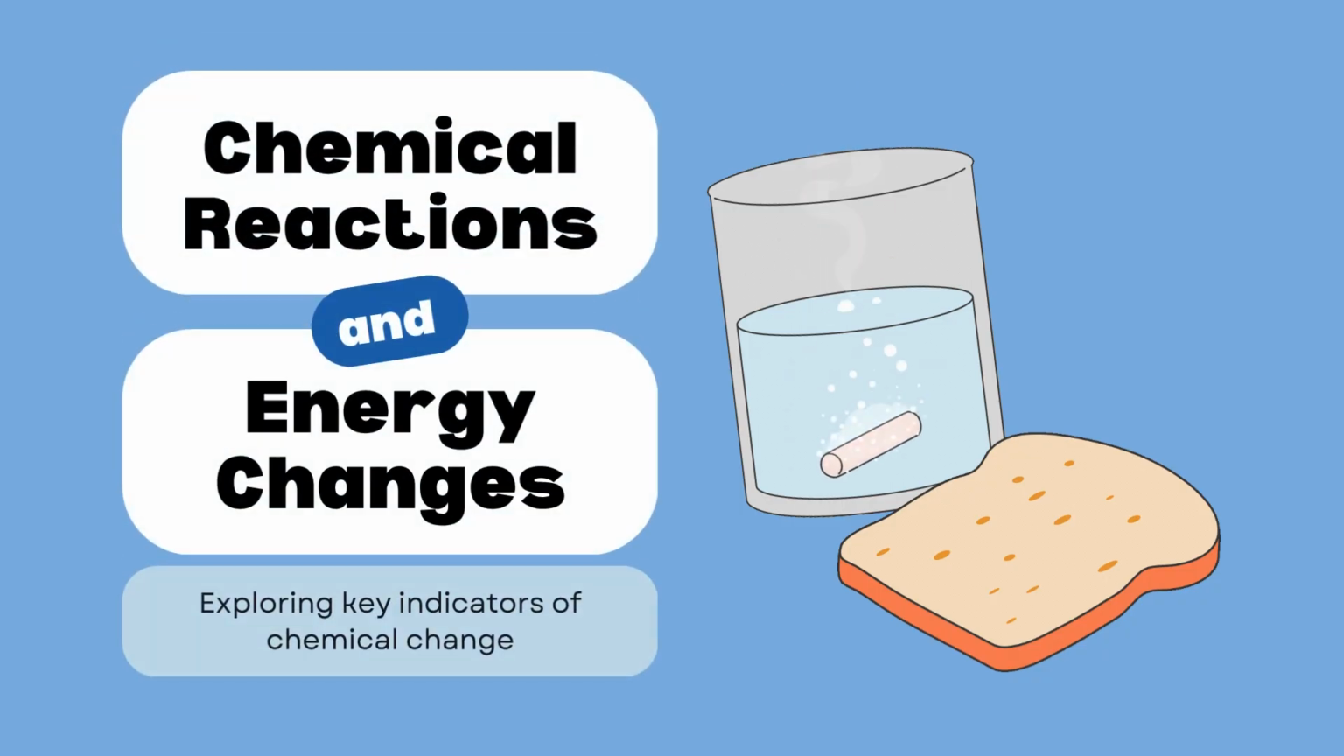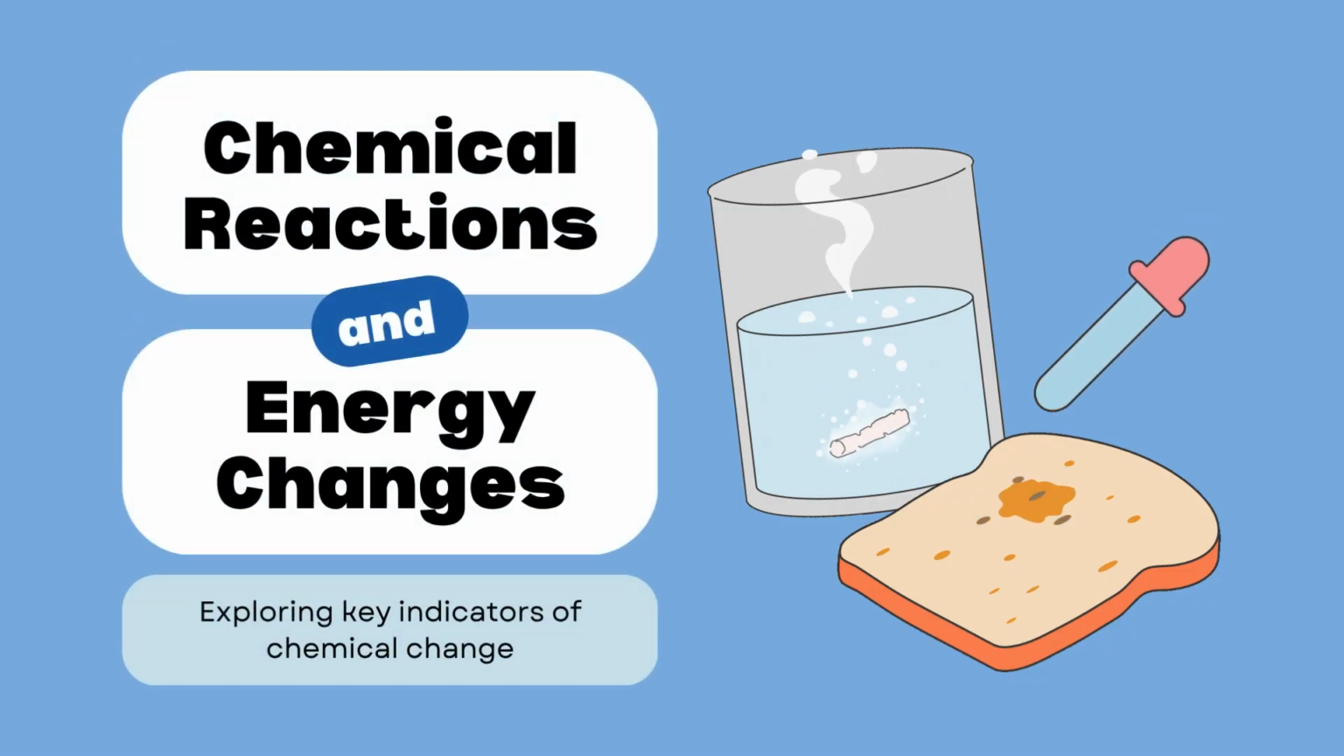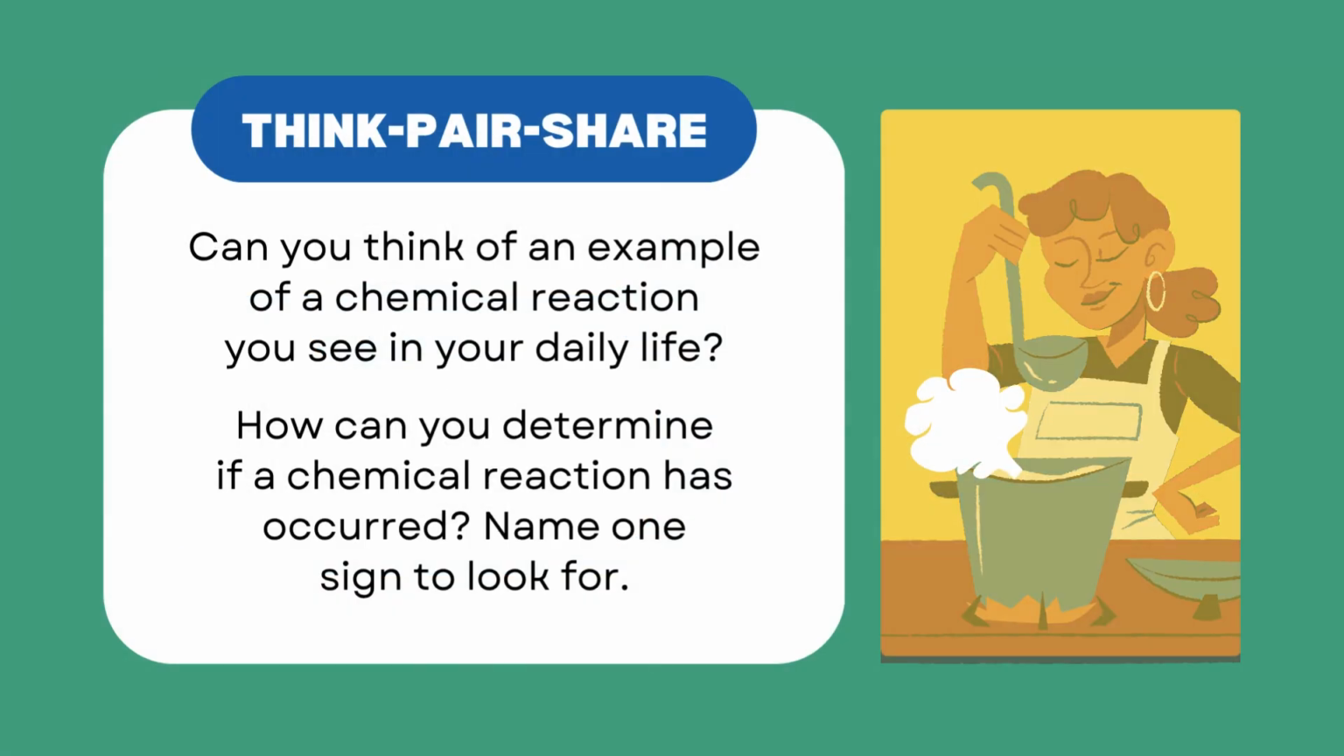Let's explore chemical changes in more detail. We'll learn how to identify them and what signs to look for during a reaction. Here's a quick activity. Think of a chemical reaction you observe daily. Can you name one clear sign that tells you a chemical reaction has occurred?